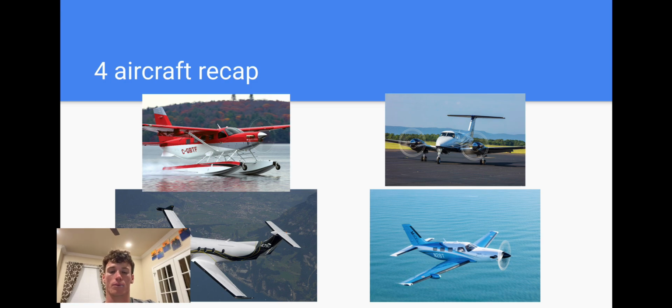The first quick recap I have is the 4 aircraft I've chosen. I've chosen the Kodiak, the PC-12, the King Air 260, and then the Piper M600, so the Malibu. Those are the 4 aircraft I chose, and we're going to go over the cost of operating those aircraft as a carrier.